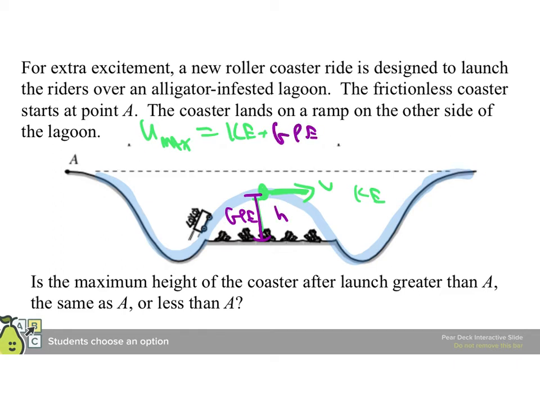So we can see that if I have this thing is this plus something else, this GPE must be less than that. But they're both proportional to height, so the height must be less as well.